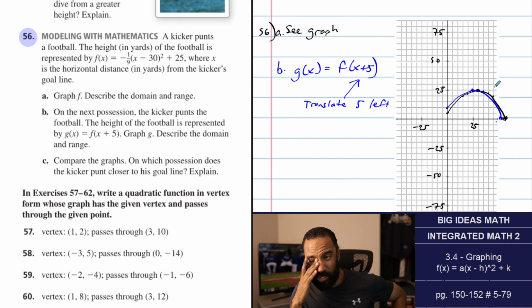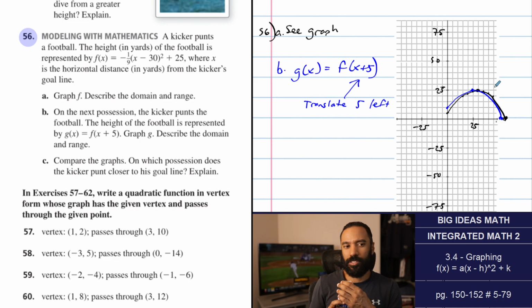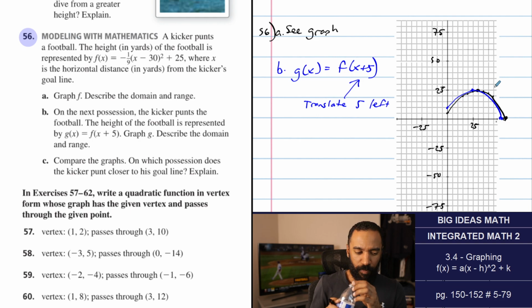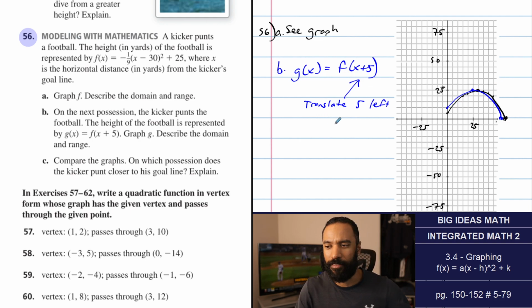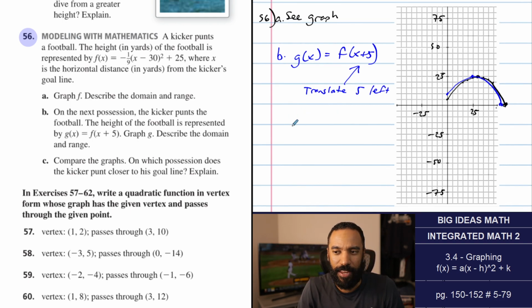Over 6 down. So they kicked it from... X is the distance. They probably kicked it from behind the goal line on this one, or whatever. I don't know what their heights are that they're doing. I guess you can have negative yardage, basically, is what I'm saying.